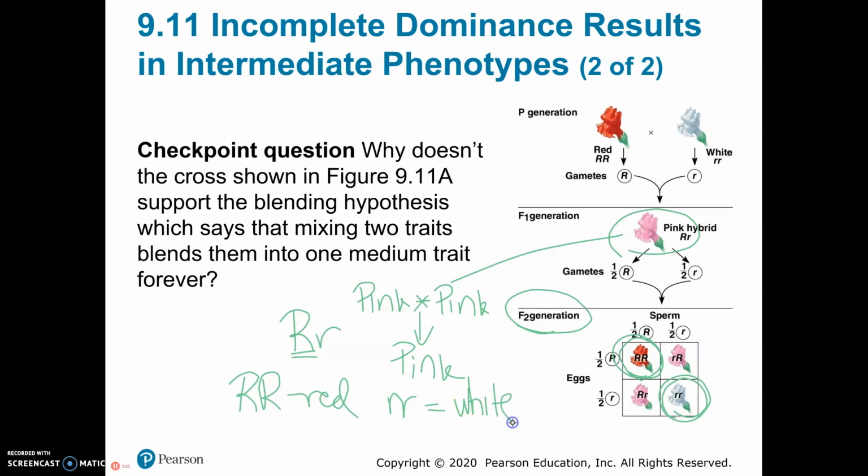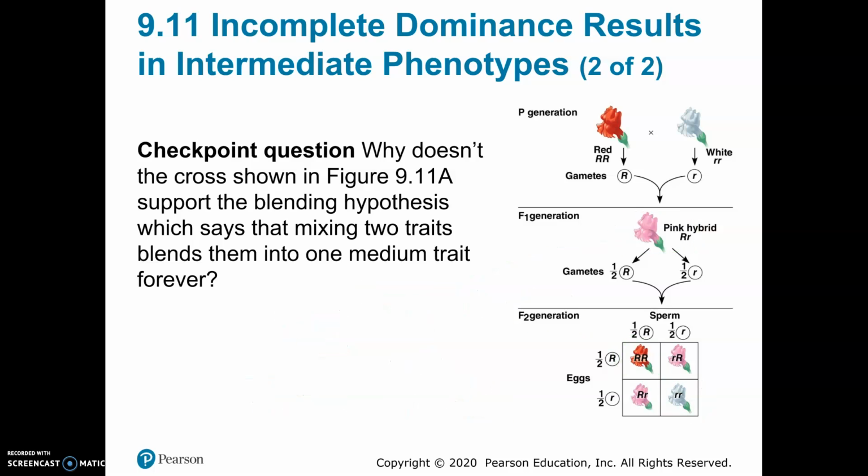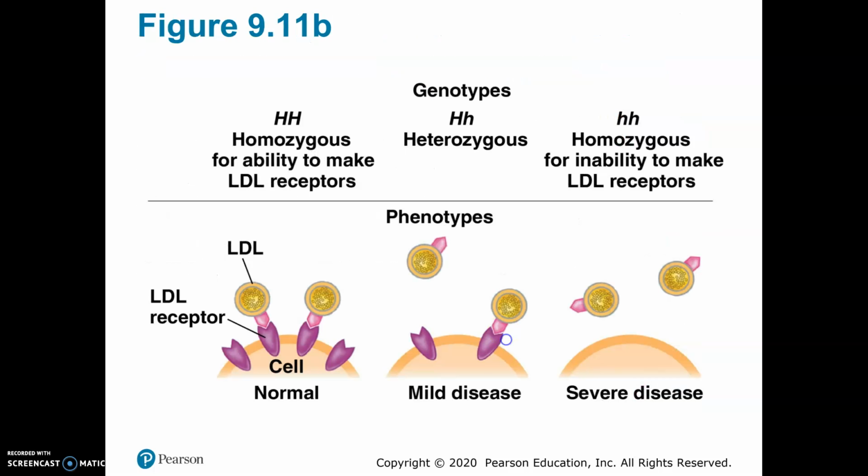The codes on those didn't change. It's just that the combination is giving us an in-between color. And again, notice here they did use big R and little r, even though, like I said, a lot of times that's not what they're going to do in literature. They're going to use like CR and CW. And this is another example in humans.